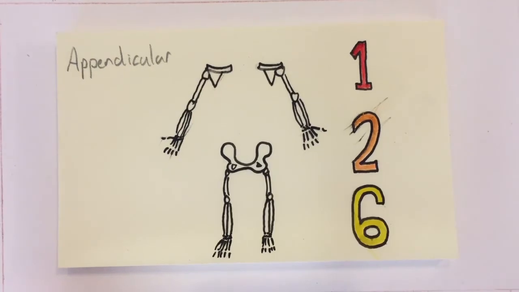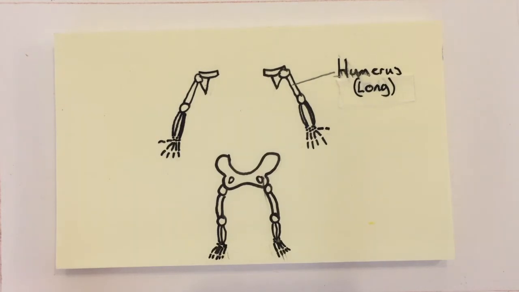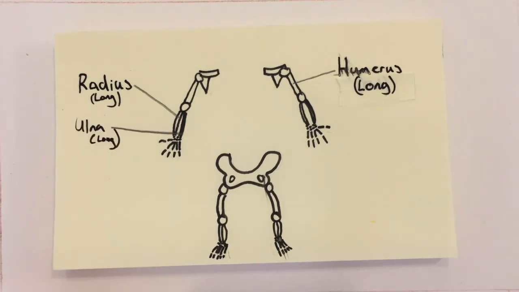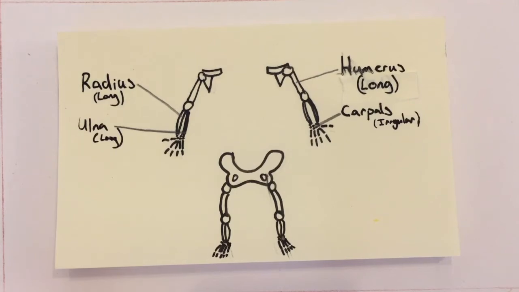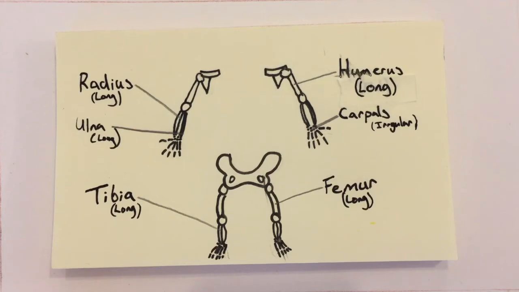It has 126 bones in total, and if we look at each one individually, we have the humerus in the upper arm, the radius in the lower arm, the ulna also, and that connects to the carpals. You look down at the lower half, you have the femur bone, which is also a long bone. You also have the tibia and also the fibula, and they are all long bones.